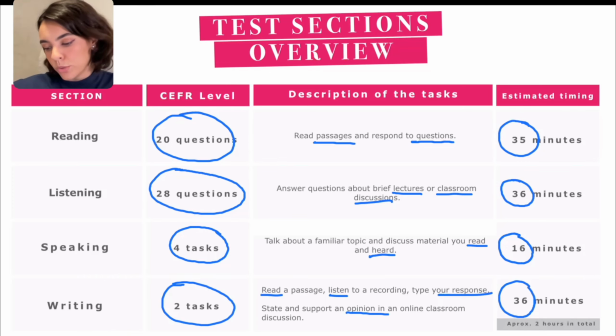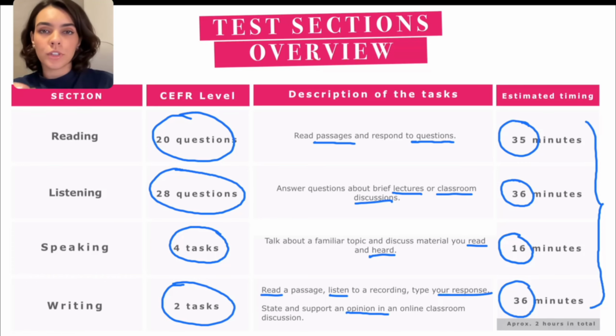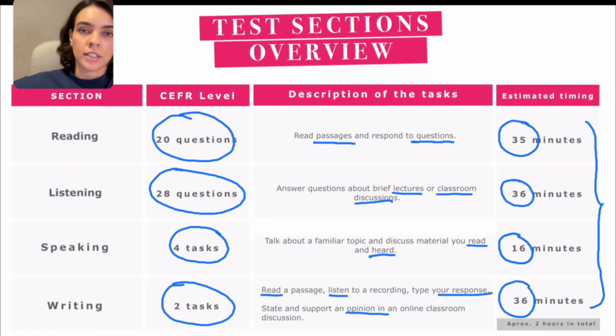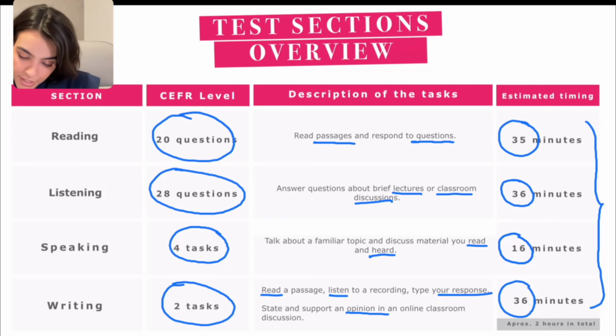Remember, guys, that of those times here, the only ones that are for sure are the reading and the listening, because it varies. Sometimes the listenings are a little bit longer, sometimes they are a little bit shorter. So this is an approximation. Approximately the test will take 2 hours.